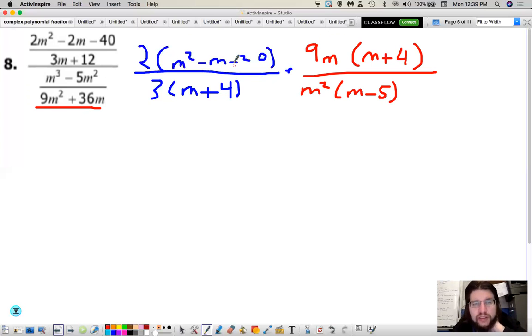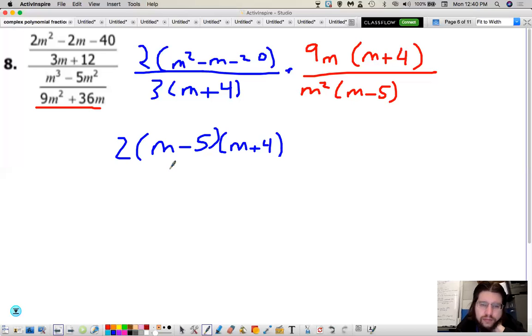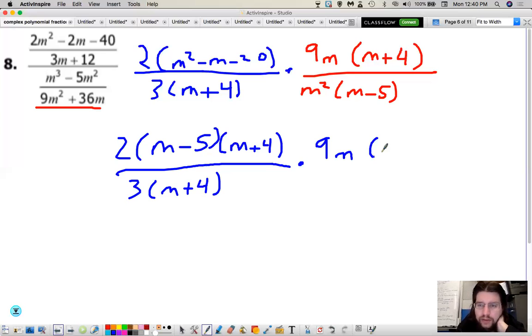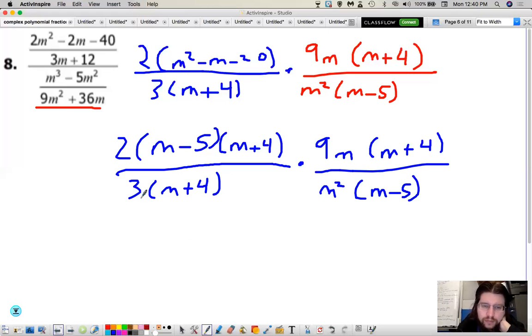I'm going to go ahead and use the AC method on this, in my head, since I just did it. I'm not going to bother changing this one yet. Now that I have it all factored out, let's cancel. M minus 5 and m minus 5 cancel.